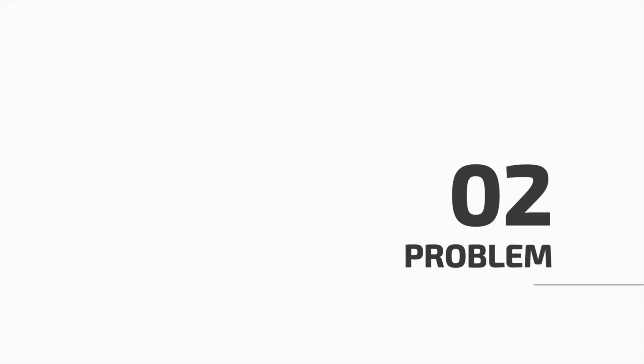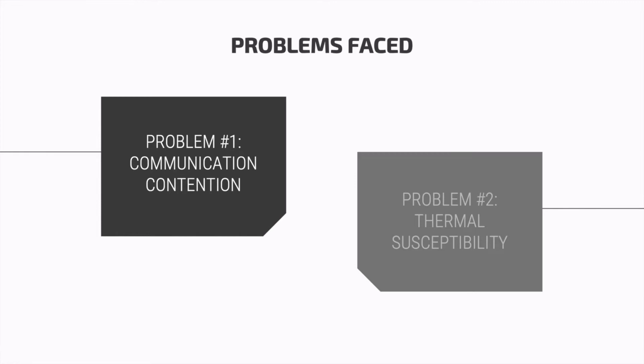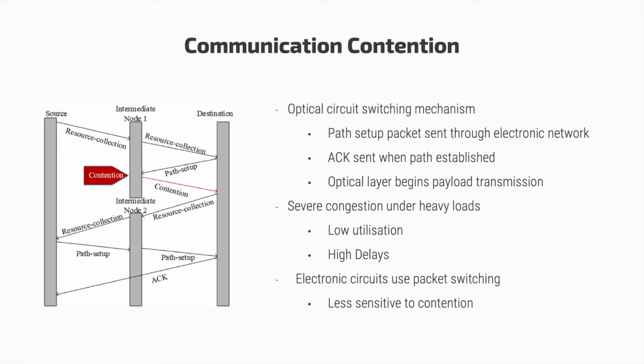Next, we will further explore the problem to be solved. The first problem commonly faced by the optical network on chip is communication contention. The optical circuit switching mechanism is commonly used.